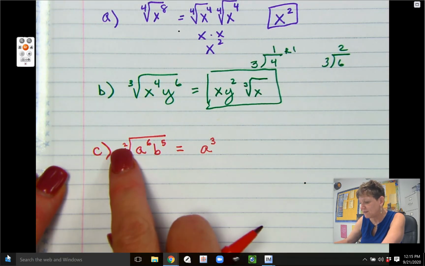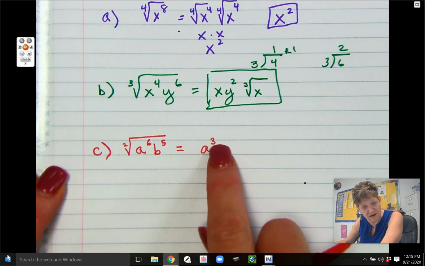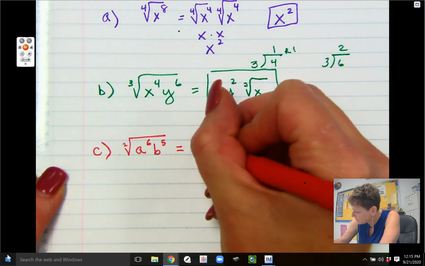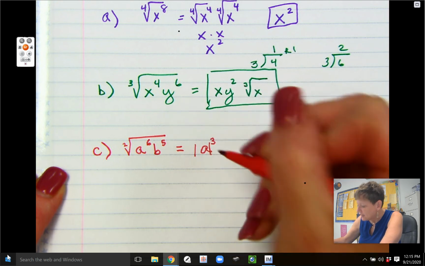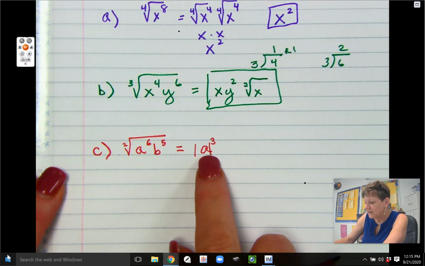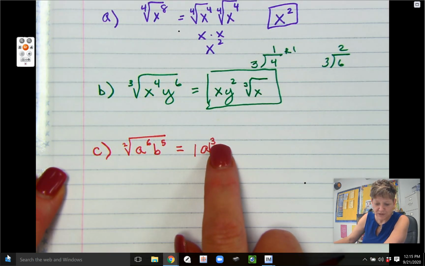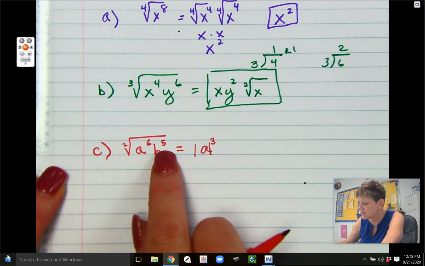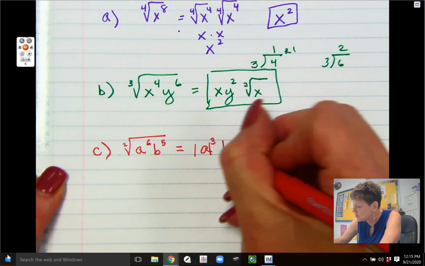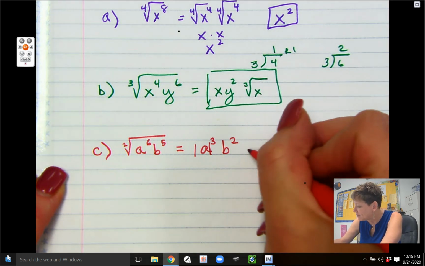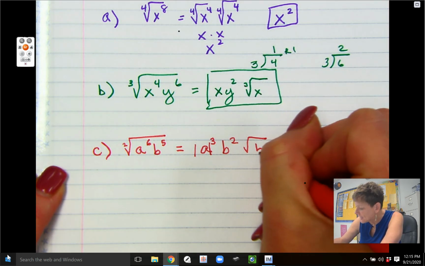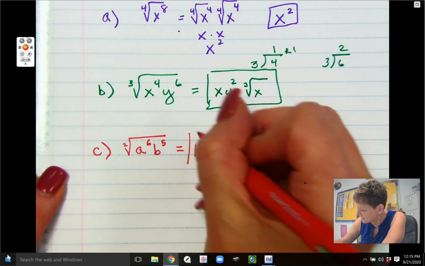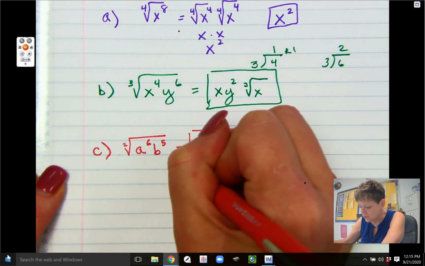However, this is even, and this is odd. So I'm actually going to have the absolute value. I typically only put the absolute value on the a, but you could put it on the a cubed as well. And then how many times does 2 go into 5? It goes in twice with 1 left over inside the square root. And that is your answer. It's a little complicated, so take your time.